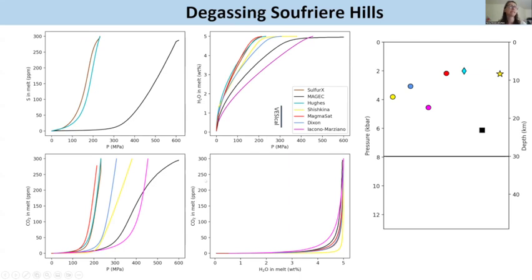So these model differences really start to get concerning when you look at magmas like Sulfur Hills. It is very hard to know which of these models you would want to trust to compare your melt inclusions or your gas data to.